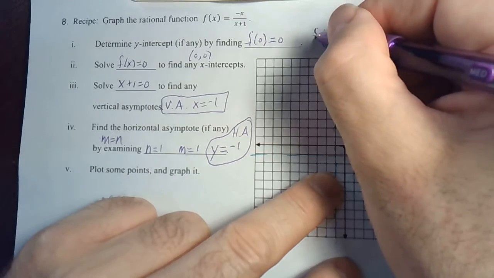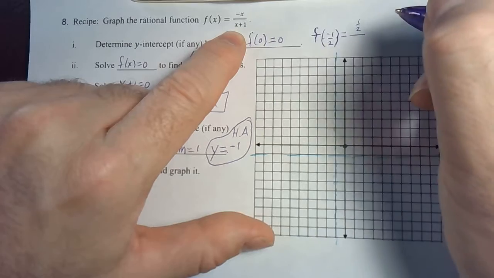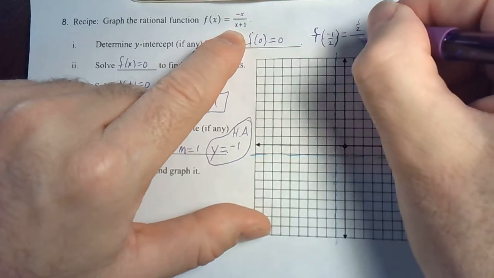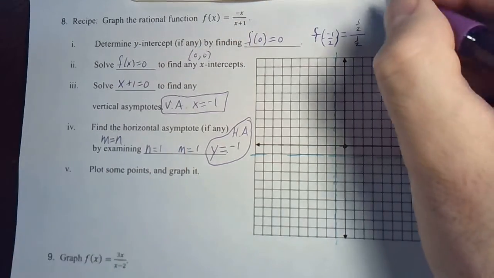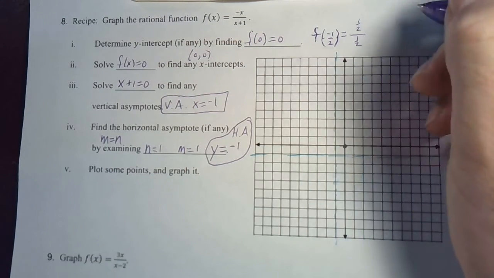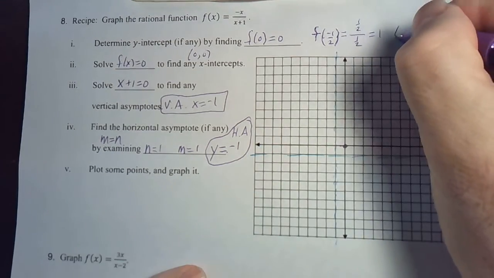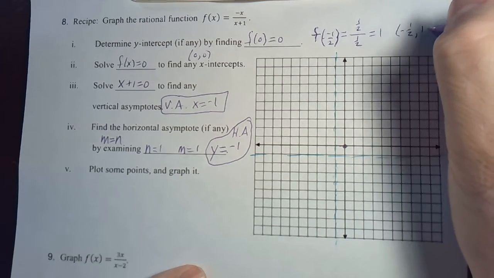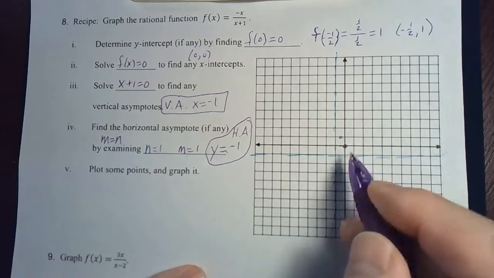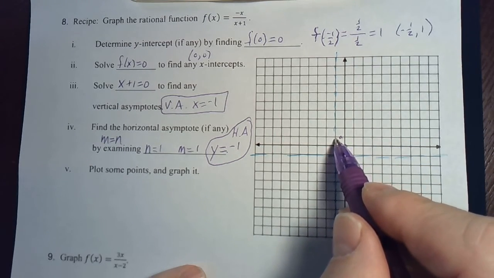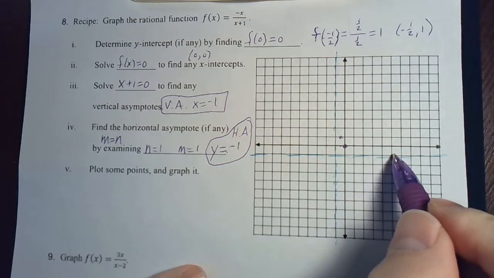f of negative 1/2 is going to give us a positive 1/2 upstairs, and then negative 1/2 plus 1 is 1/2. So we get 1, and the ordered pair is negative 1/2, comma 1. So right here I'm going to go up to 1, just as I expected. And if we got even closer to negative 1, it would blow up way high up here.